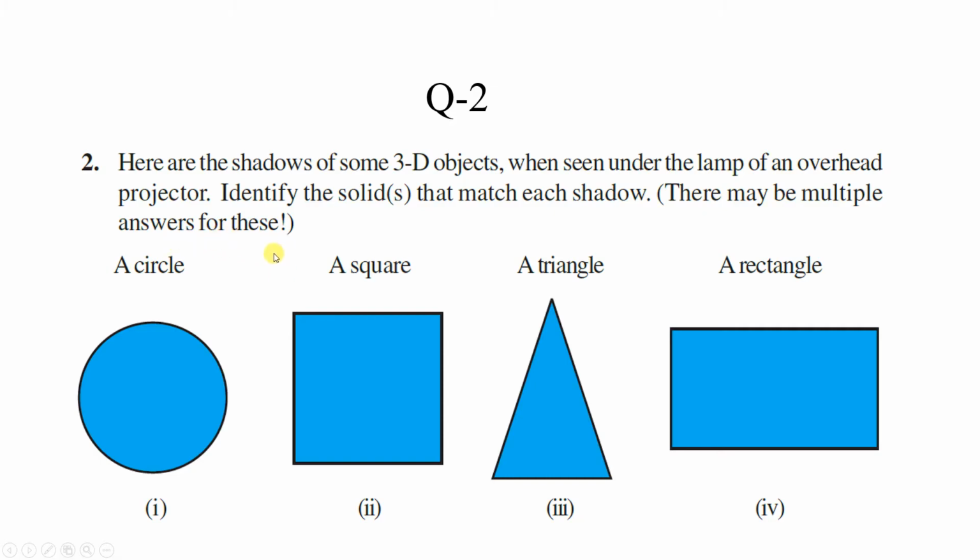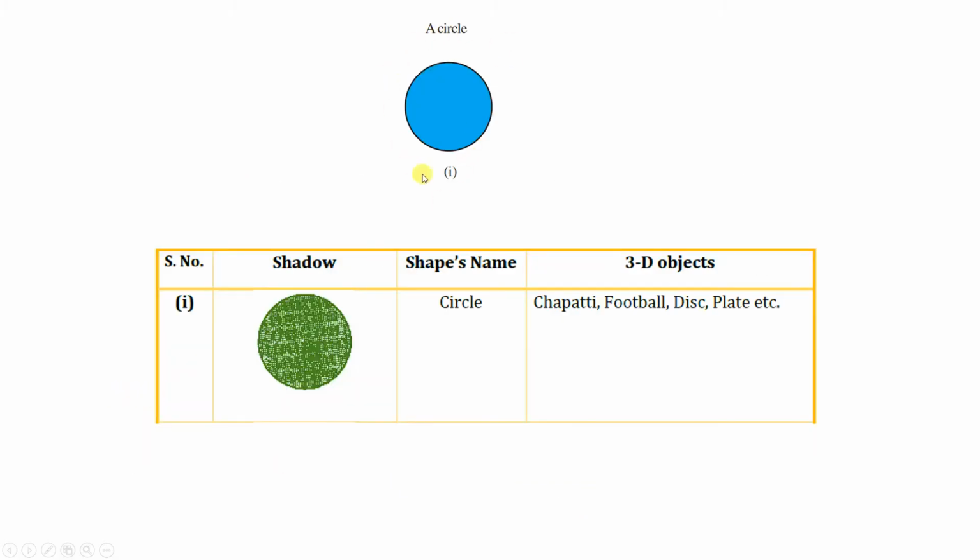Here this is a reverse kind of question from question 1. Here the shadow is given and we have to identify the solid. Which kind of solid is used when light reflecting on the solid gives us this kind of shadow. So first is a circle, then square, triangle and rectangle. So we will start with a circle. So here the shadow is a circle.